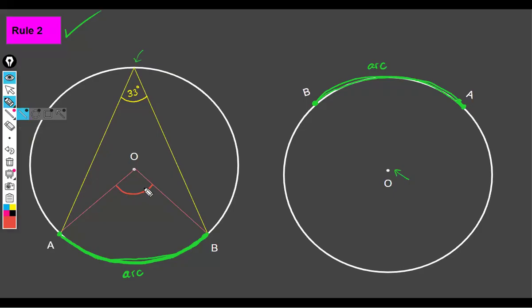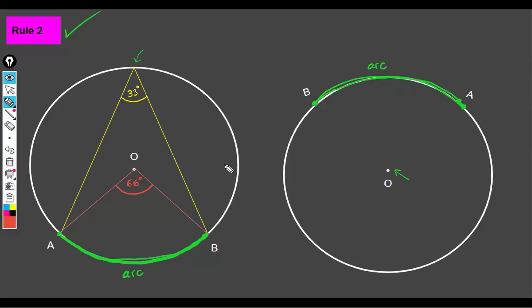But here's the cool thing. The one at the center will always be twice as large. I mean, always. So if the one at the circumference is 33, the one at the center, by magic, would be 66. Because 33 multiplied by 2 is 66.